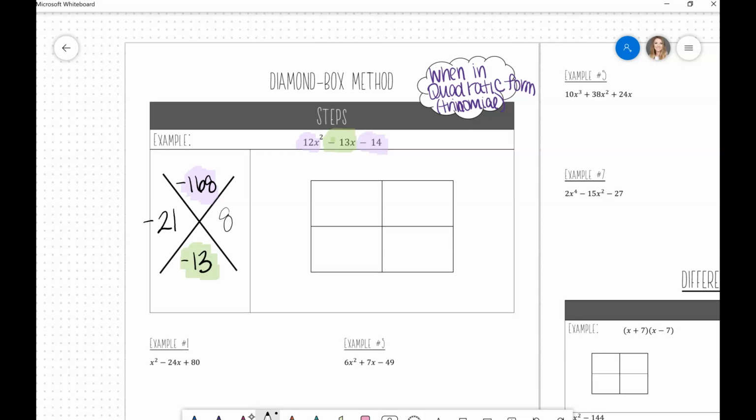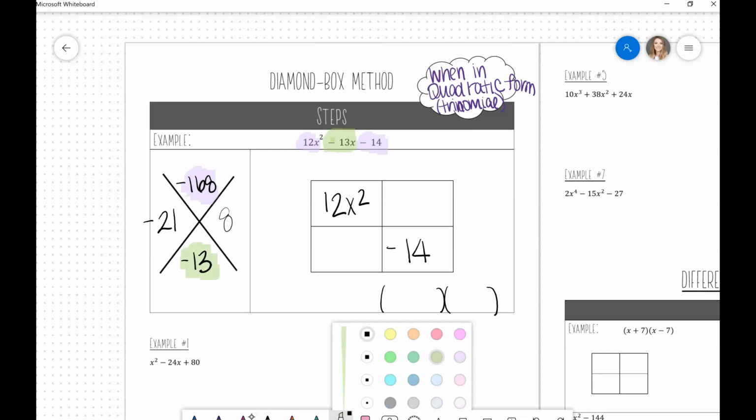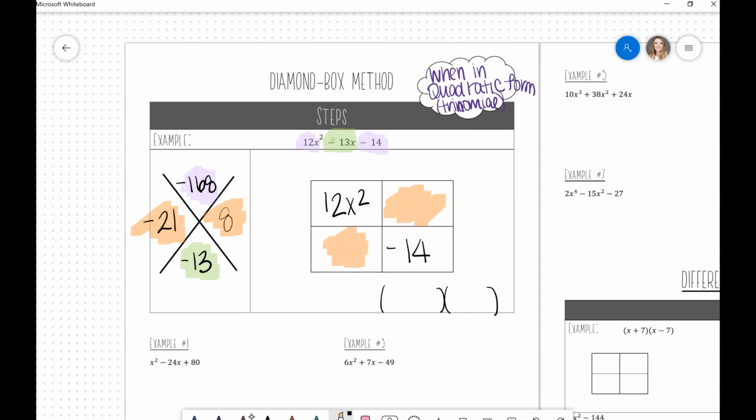Okay, so what we just found are pieces of our box over here. We know that when we multiply our 2 terms out, in the top left up here, we want to get 12x squared. And in the bottom right, we're going to get our c term, negative 14. So what that diamond helps us do is identify how many x's we will have that combine to get negative 13. And so we have negative 21x and 8x, and it shouldn't matter where you place these.